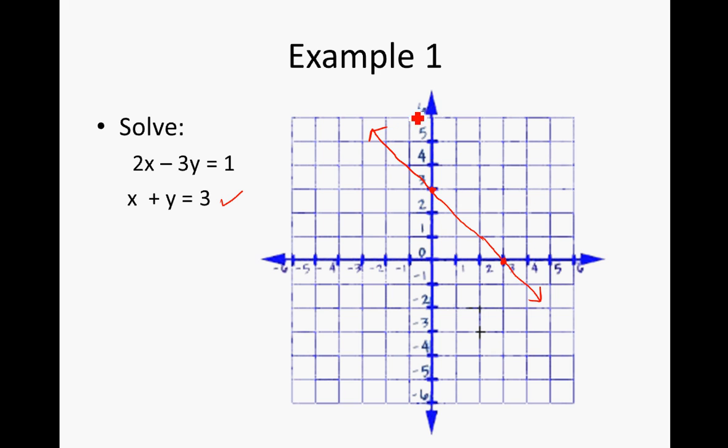It's kind of hard for me to draw it perfectly straight on here, so that's why I suggest you guys use a ruler when you do it. All right, so there's the graph for that line. Now the second, or that first equation that's up there, 2x minus 3y equals 1.